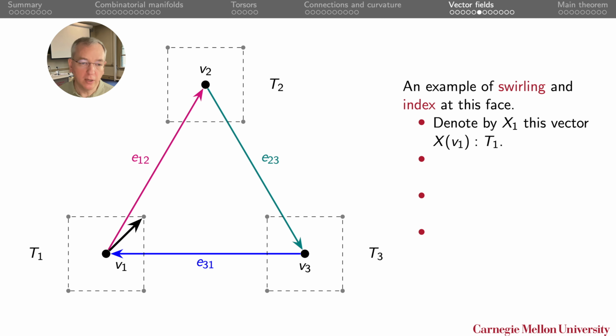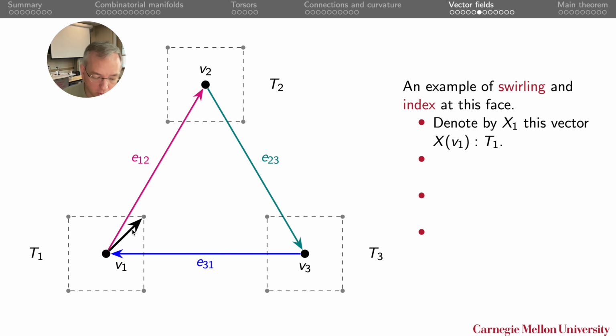So here is a representation in gray, these outlined squares, of the three links, the three tangent spaces at each of these three vertices. And we'll denote the value of the vector field X at the first vertex V1 with that thick black arrow there. Okay, and we'll call it X1. So we'll give it a nickname. Instead of saying X of V1 all the time, we'll just say X1. So X1 is a term in T1.